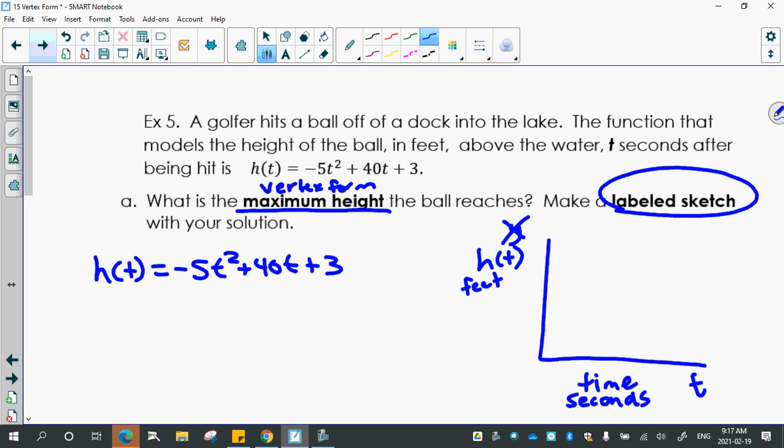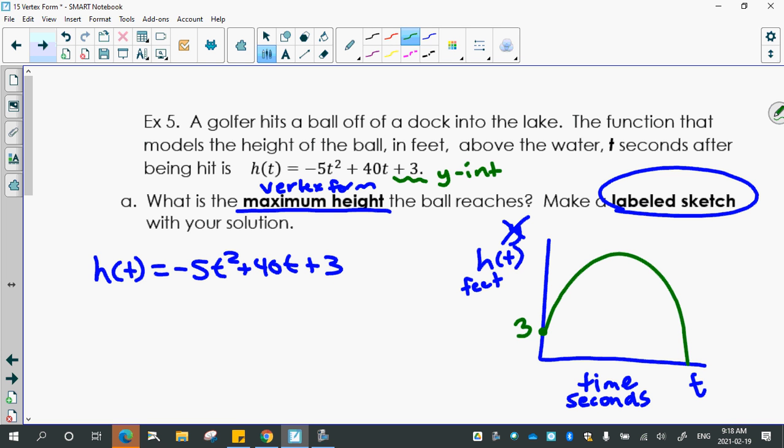And we know this is always the y-intercept. So we know our graph's going to start at 3 on the vertical axis, okay? And it says it has a maximum height. We know the step number is negative, so we know it's an upside down parabola. So it's going to go something like this. Okay, and then see if it makes sense with the question.